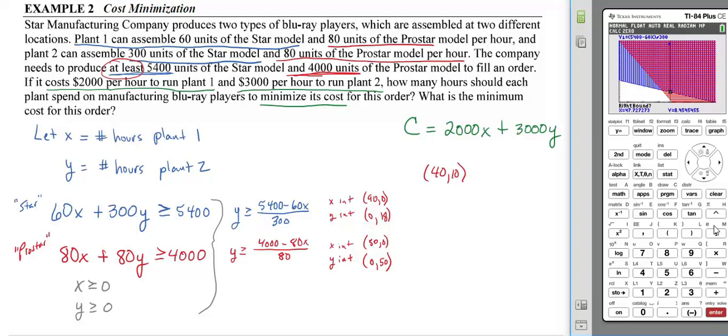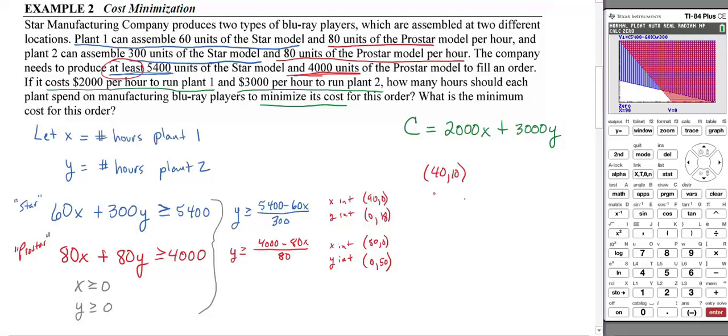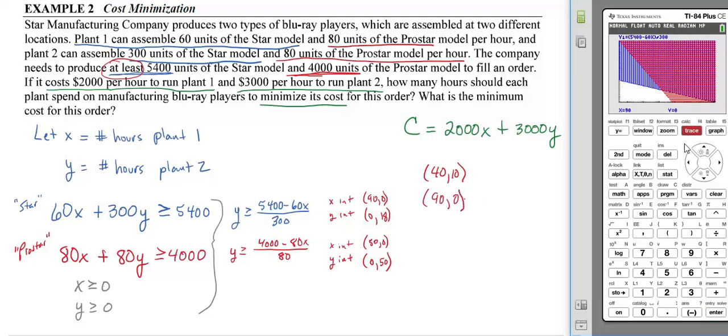And then I'll calculate the zero of, yes, we're headed towards this one. So left bound and right bound. Wait until the y becomes negative. And there we go. Enter. And it's (90, 0), which is exactly what we found there. Okay, (90, 0). And then we can trace.